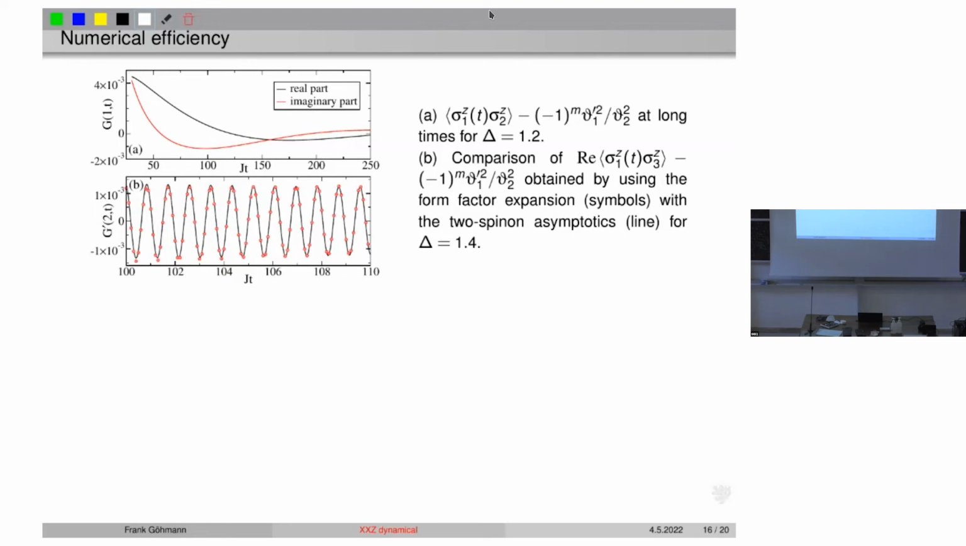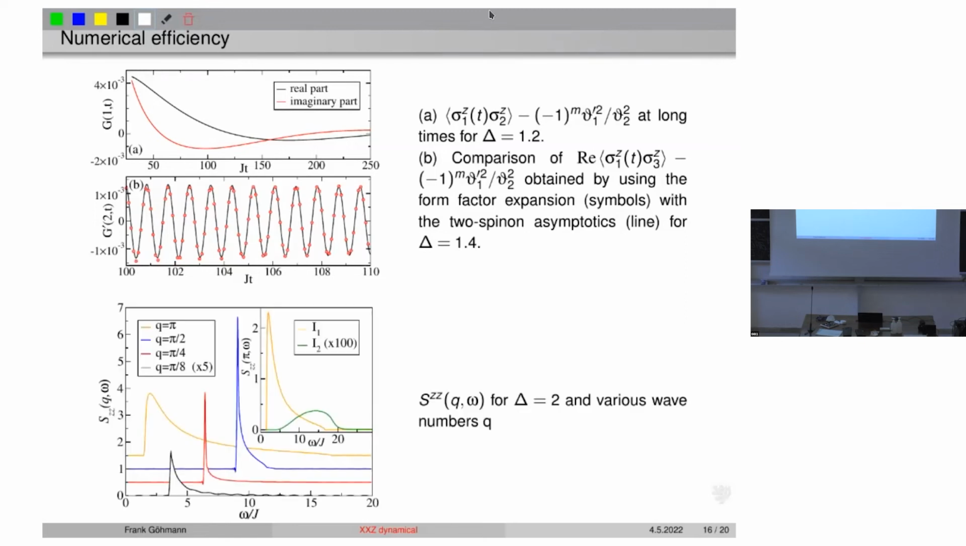The second figure shows you a comparison between the numerical result, which is the dots, and the black line is what you get from a saddle point. And again, you see for long times everything is determined by the saddle point values.